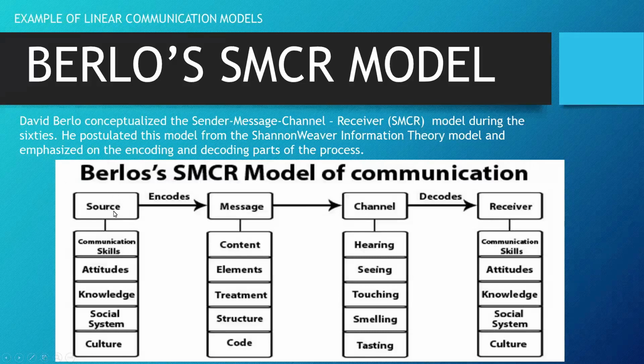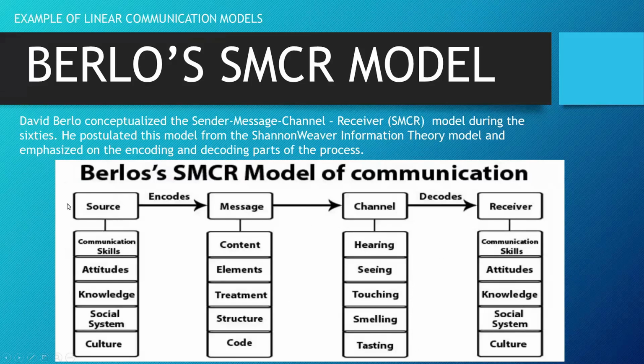We have the source, or the sender, we have the message, we have the channel, and of course, we have the receiver. So that is why it is called the SMCR model. So from the initials of every component. So Berlo also stated that each of the components are affected by many factors.